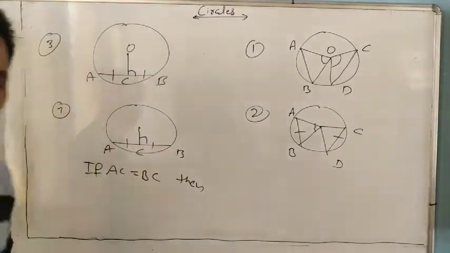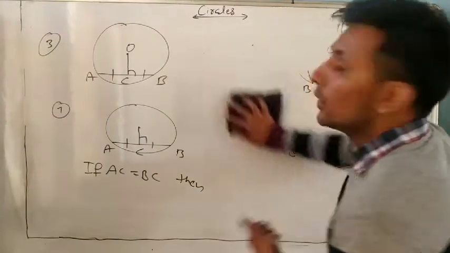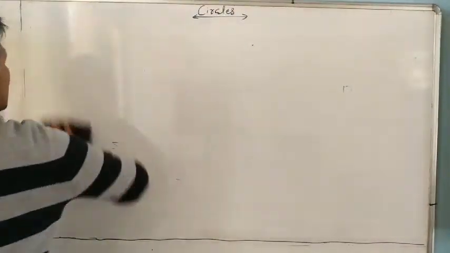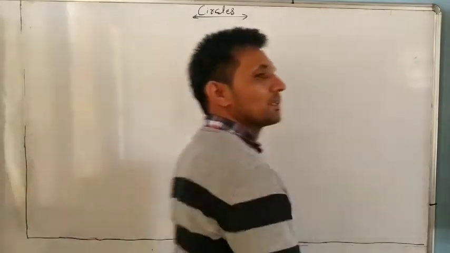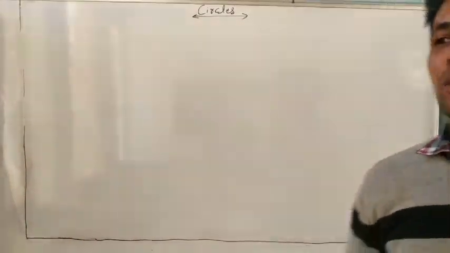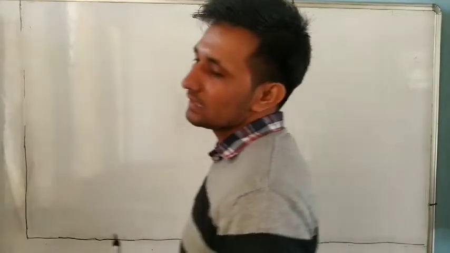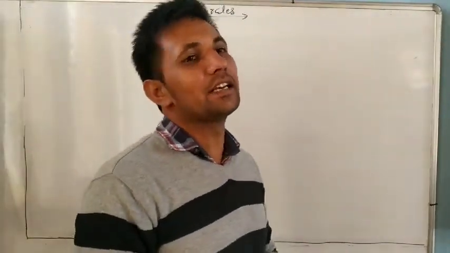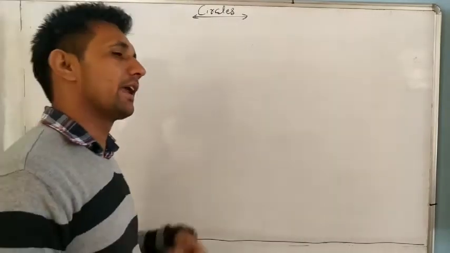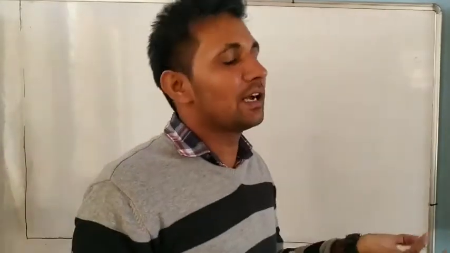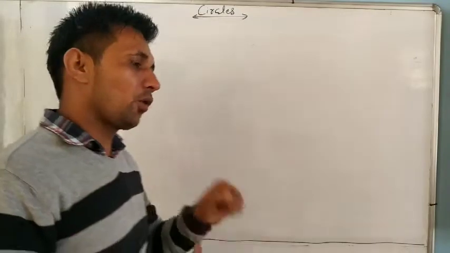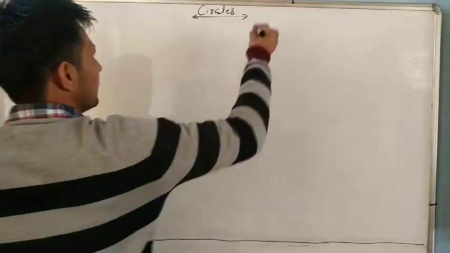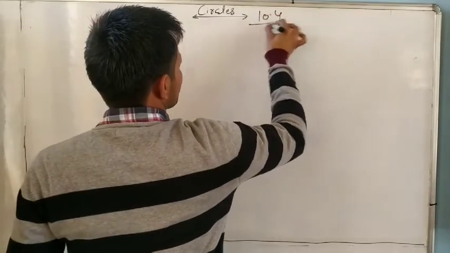Understand? So these are the theorems, and next 5 and 6, which we already learned. What is it? If two chords are equal, then the distance from the center is also equal. Next is if chords are equidistant from the center, it means the chords are equal. Now exercise 10.4.